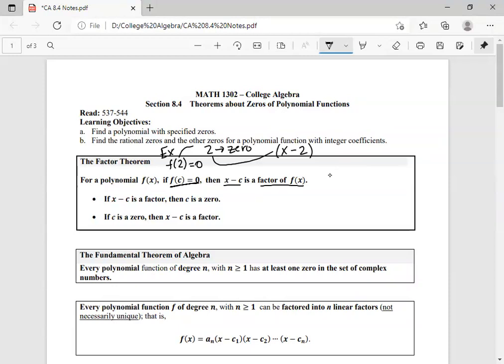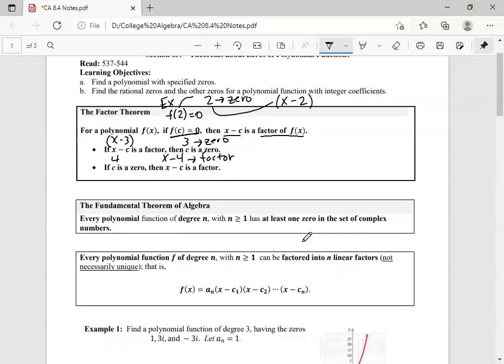So this is saying if x minus c is a factor, then c is a 0. So here's an example of that. If x minus 3 is a factor, then what would be a 0? 3 is a 0 because it's the opposite, right? If 4 is c, if 4 is a 0, then x minus 4 is a factor. They just work interchangeably. That's all that theorem is saying. So you need to understand how those things kind of go together.